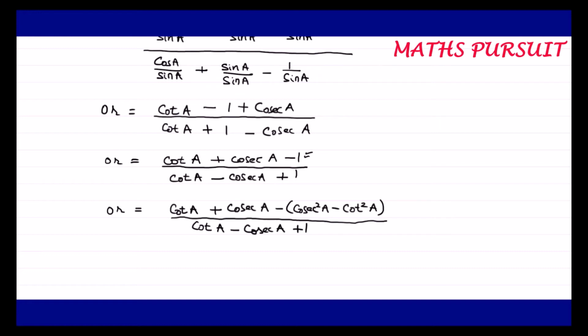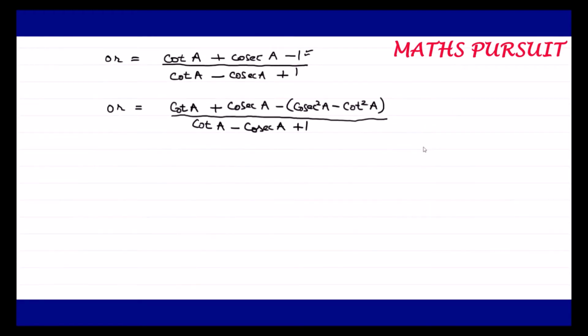Now guys, let us see. So what we got? We got cot A plus cosec A minus cosec square A minus cot square A, and here upon the denominator is cot A minus cosec A plus 1. This is what we got here. I believe till here we are pretty clear. Now I will write, or that is equal to cot A plus cosec A. Let me put this in a bracket so that it will not create any confusion, minus cosec square A minus cot square A. So what does it mean?